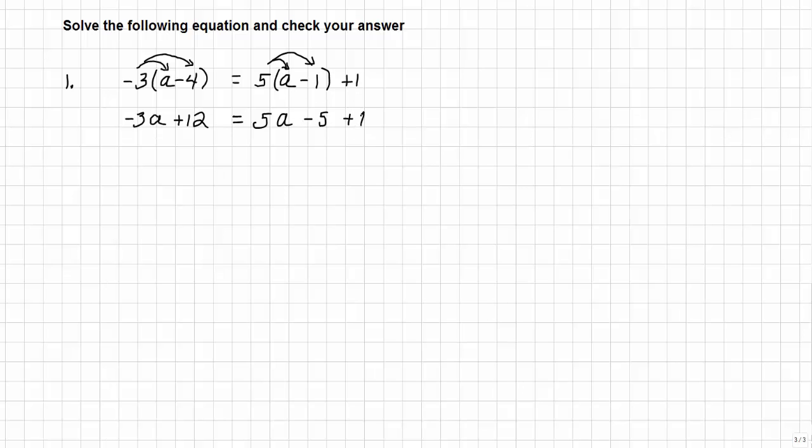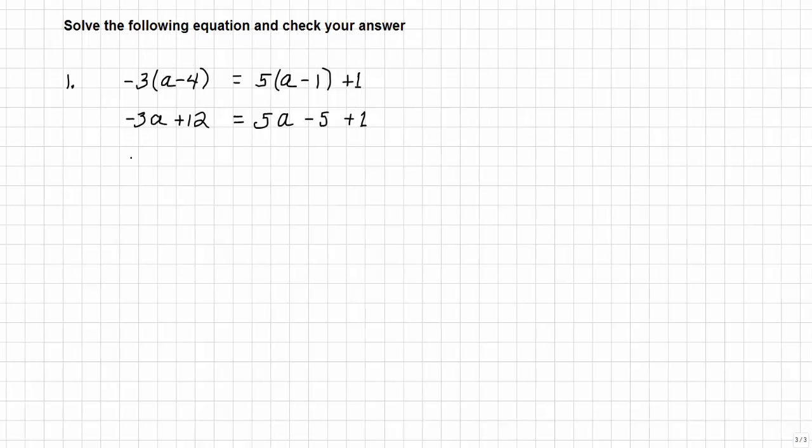And then we put in the plus 1. Remember, it is not multiplied by the 5 since it's outside the brackets. Right. Now we have negative 3a plus 12 equals 5a minus 5 plus 1. If we combine the negative 5 plus 1, we end up with negative 3a plus 12 equals 5a minus 4.